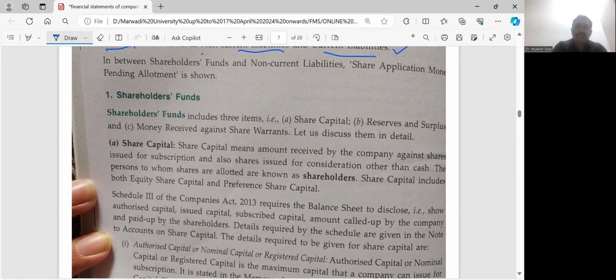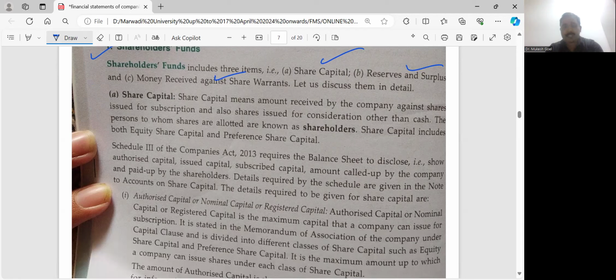So first of all, we will discuss shareholder funds. Shareholder funds include share capital, reserves and surplus, and money received against warrants. So let us discuss share capital in detail.